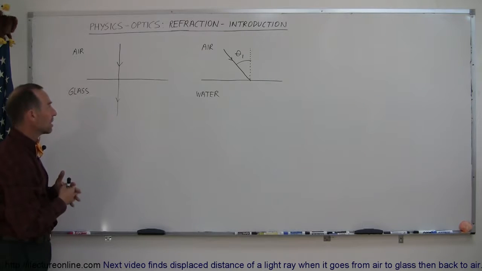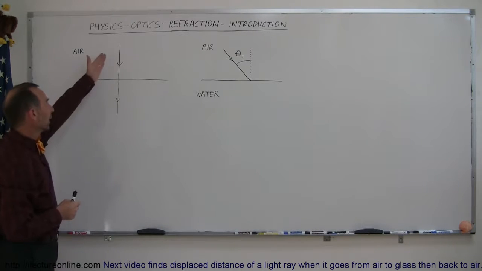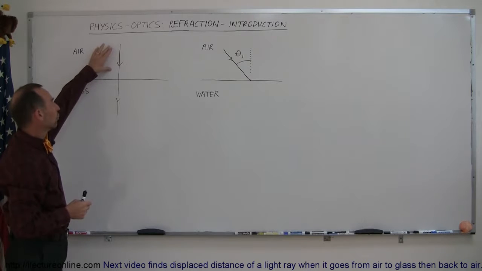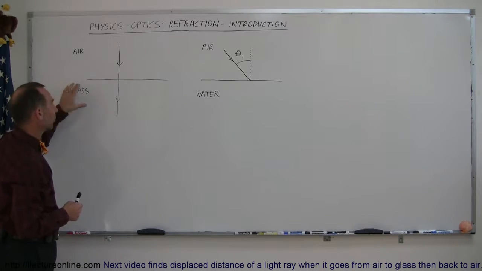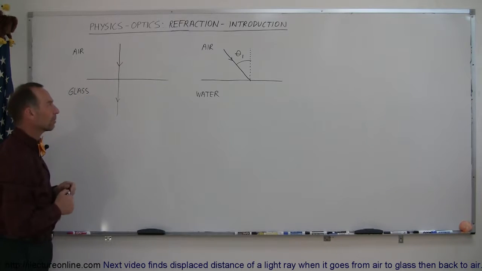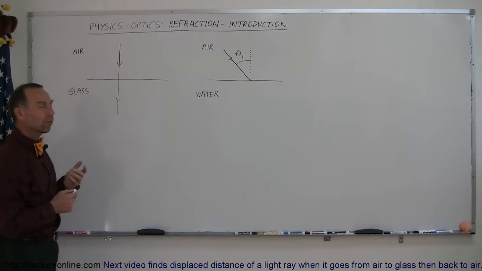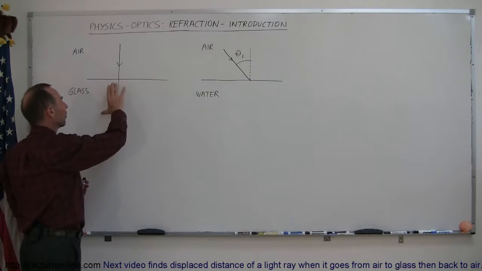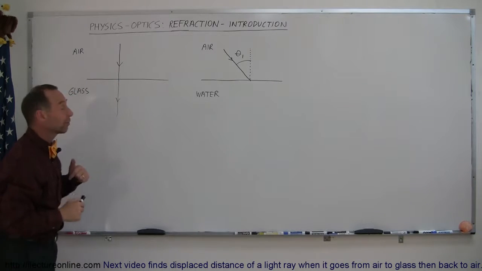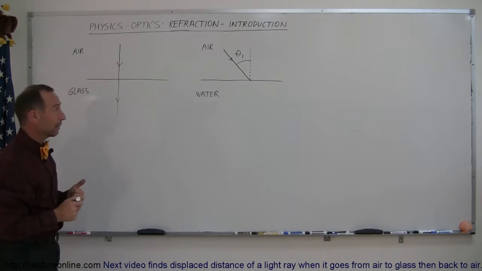And what refraction means is that when a ray of light moves from one medium to another medium, for example from air to glass, something happens once it crosses that boundary. The reason why something happens is that there's some property about glass that does something to the speed of light as it travels through it. It actually slows light down.